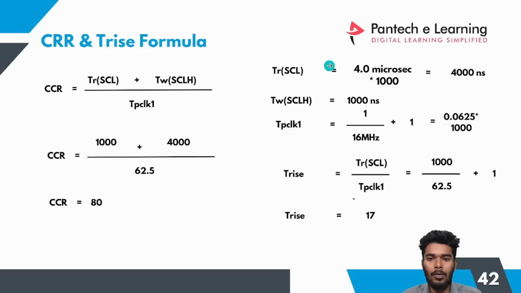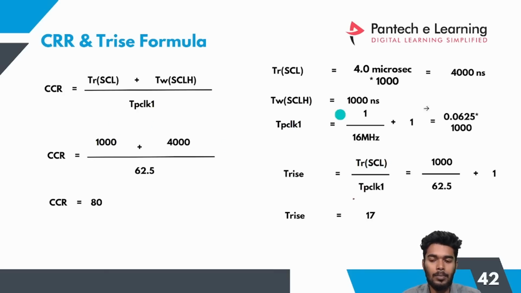Now we have to derive the TRISE value. We have a default formula: TRISE is equal to TR of SCL divided by T PCLK plus 1. So what is the T PCLK? It is 62.5. And what is the TR?